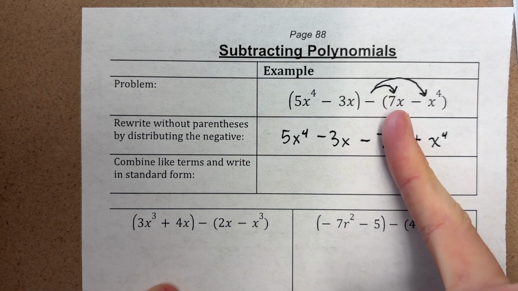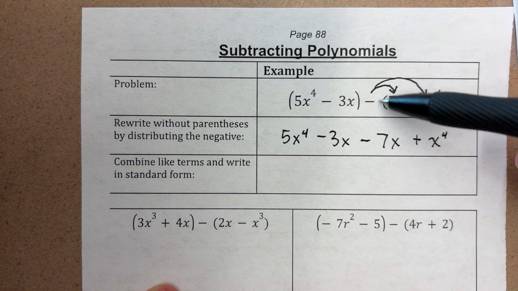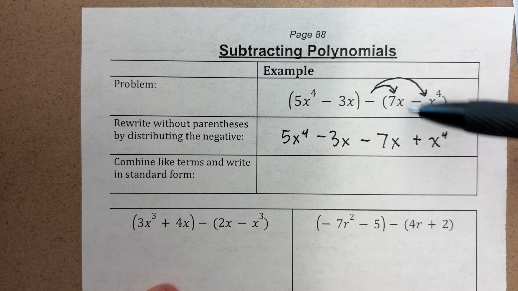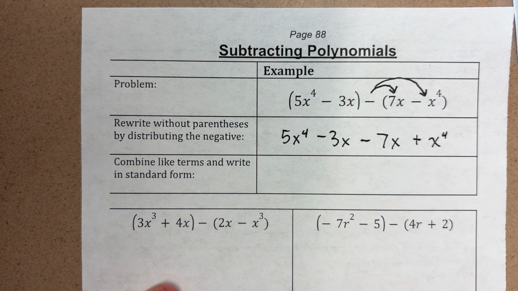So you can view it as I'm subtracting 7x, or I'm subtracting a negative, or you can view this as a -1 right here being multiplied. -1 times 7 is -7. -1 times -1x to the fourth is positive x to the fourth. Either way you view it, this is the result.